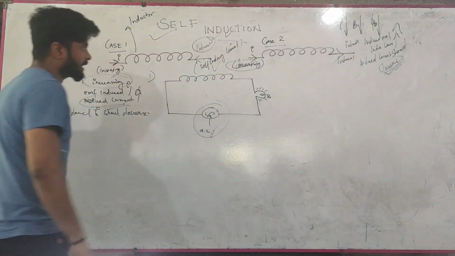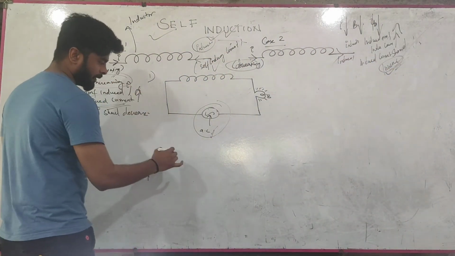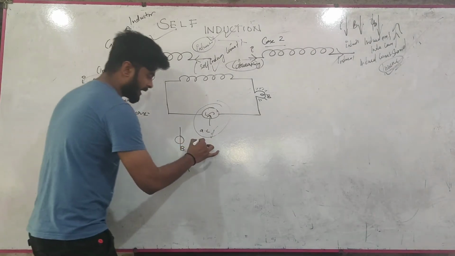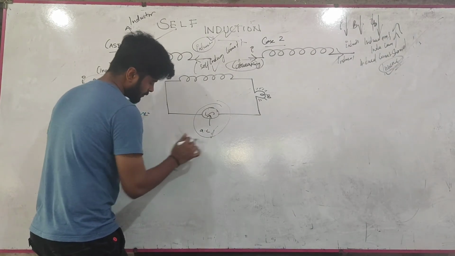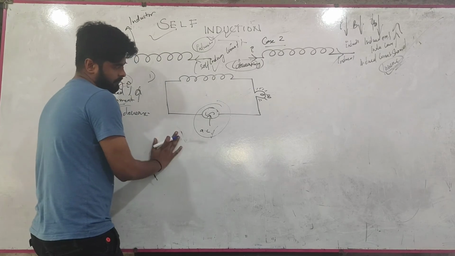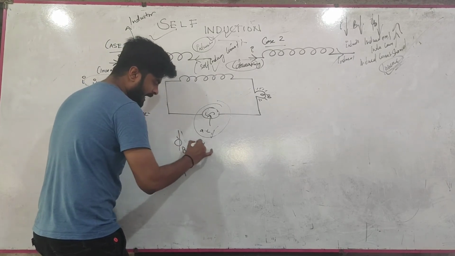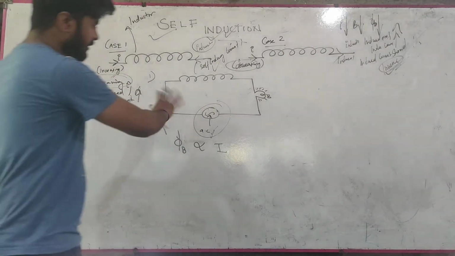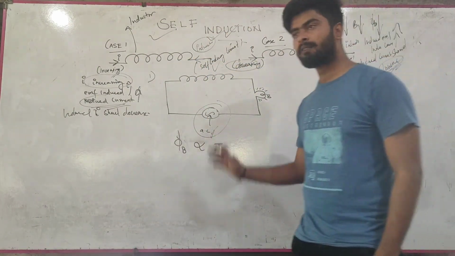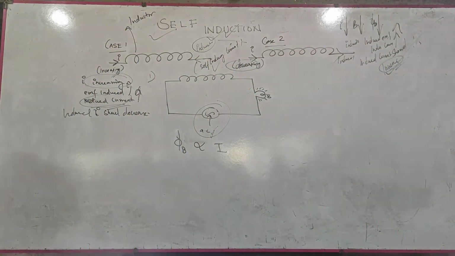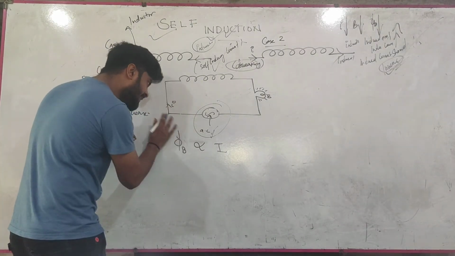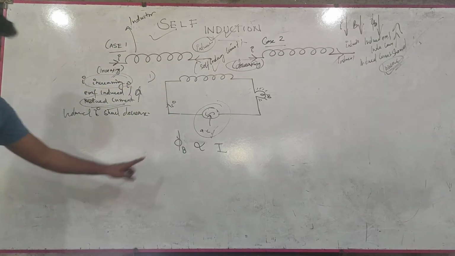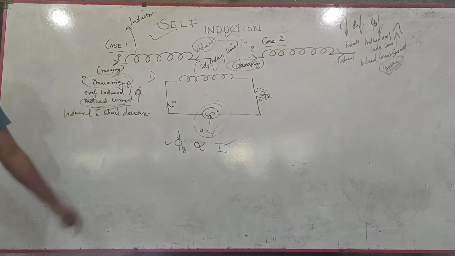And for the equation for self-induction, we have to remember a point: the magnetic flux produced here will be directly proportional to the current. Can I say like this? If the current through this coil increases, will the magnetic flux also increase? Yes, right. If the current through this coil is increasing, the magnetic flux also will be increasing, right?